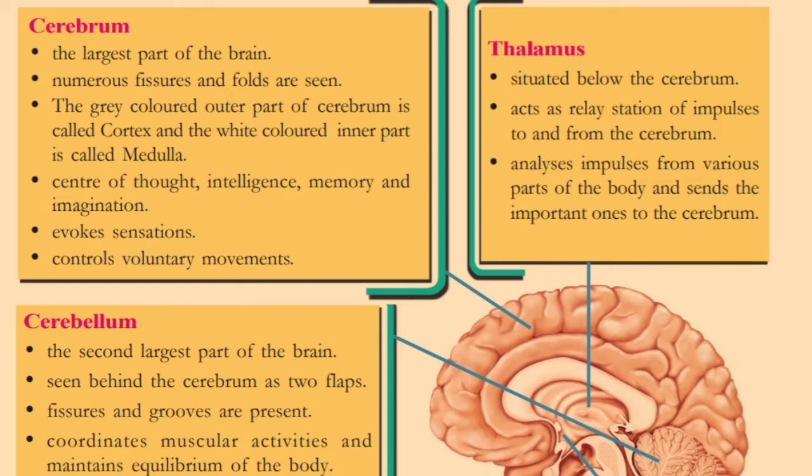So we move on to the topic, what are the different parts of the brain. First one, cerebrum. Cerebrum is the largest part of the brain. Second point, numerous fissures and folds are seen in the brain.